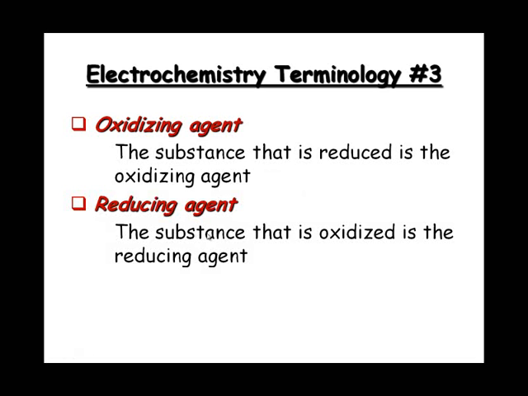Reducing agent, therefore, is the substance that is oxidized, because these don't happen in isolation. One material has to be oxidized while the other is being reduced. So they have to work in pairs and in concert with each other.